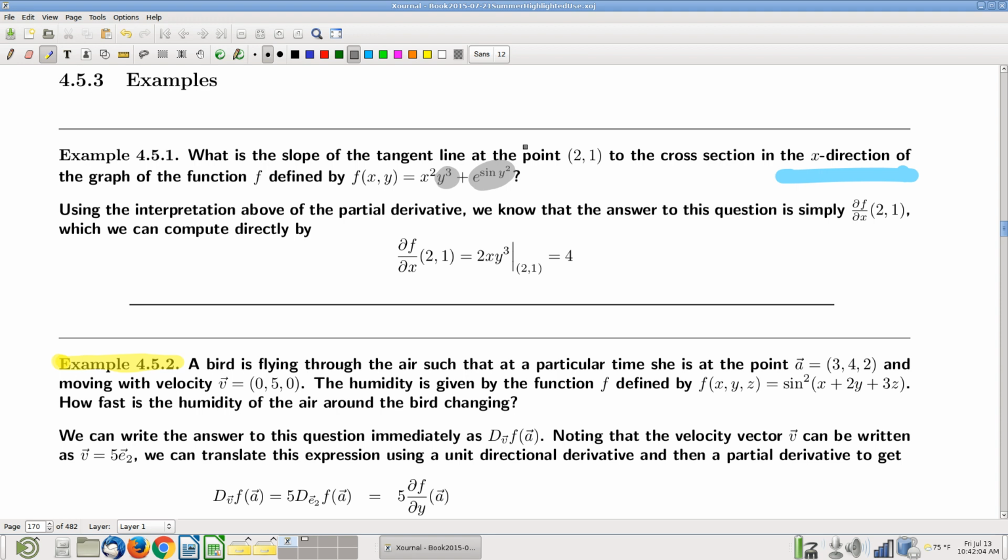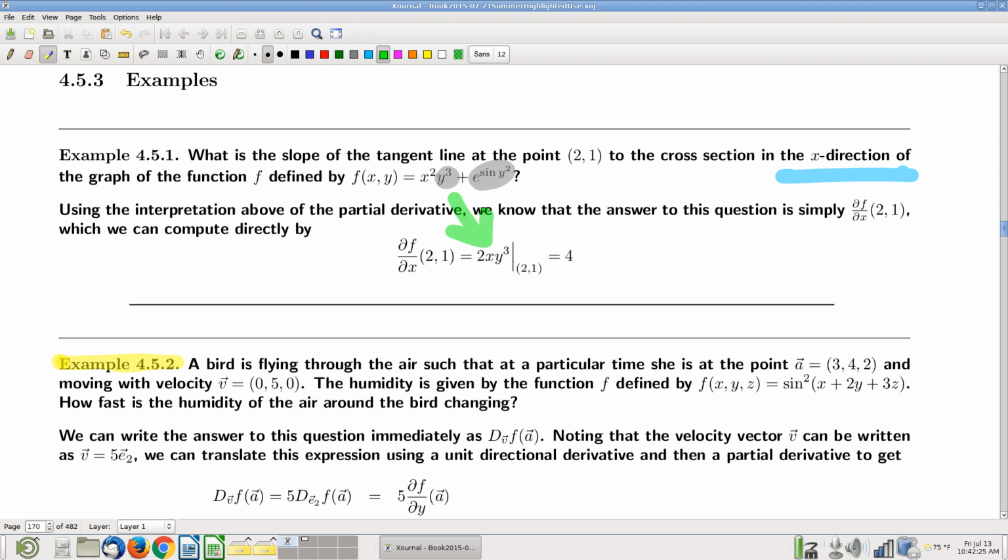The derivative is super easy. Plug in the point in question, and there's your answer. Everybody on board? Any questions? Feel free. Yep. When you say cross section, do you mean like you're cutting the function at a certain?